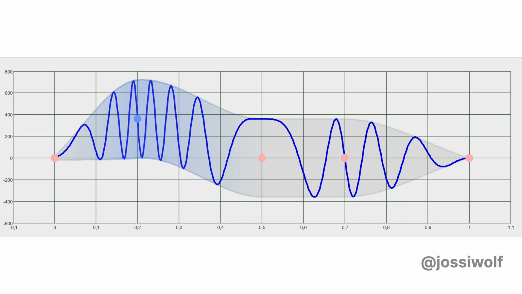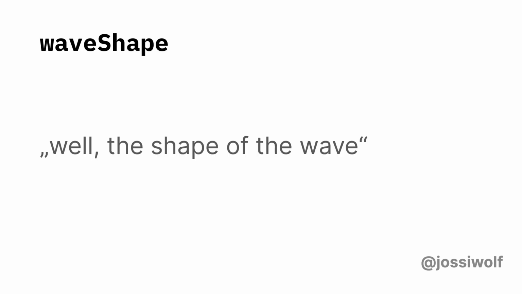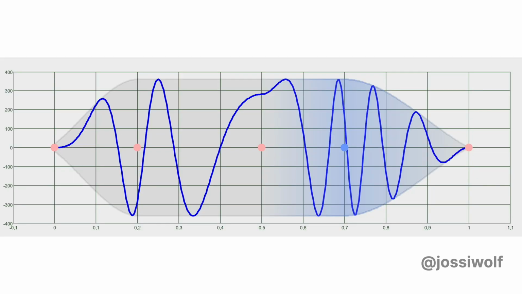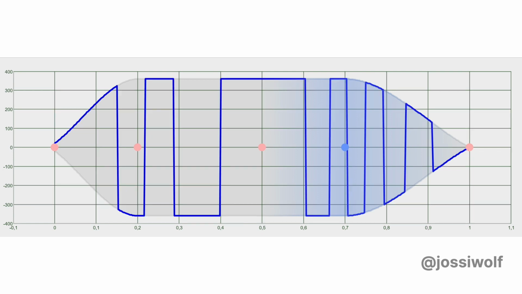And lastly, we have the wave shape, which is the shape of the wave. There are several wave shapes which MotionLayout supports: sine, square, triangle, sawtooth, reverse sawtooth, cosine, and bounce. First off, sine, just like you know from physics class, you hated it. It's the standard thing you'll be going with. If you want to do some abrupt animations, if you want to simulate Android emulator behavior, you might want to go for a square wave shape.